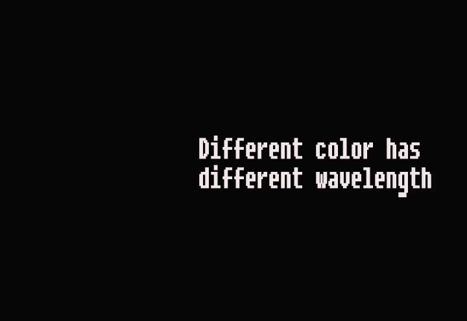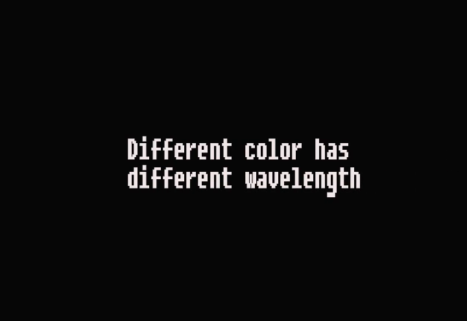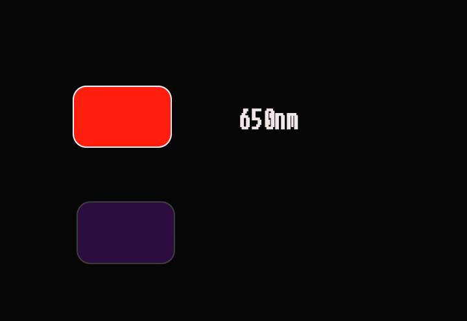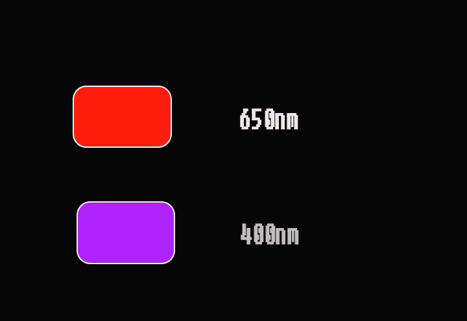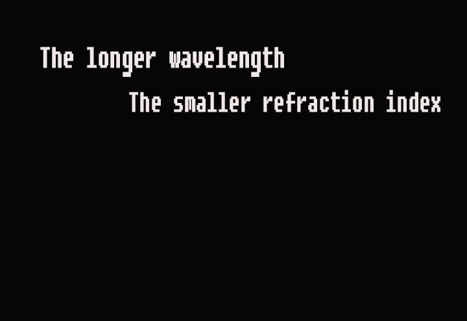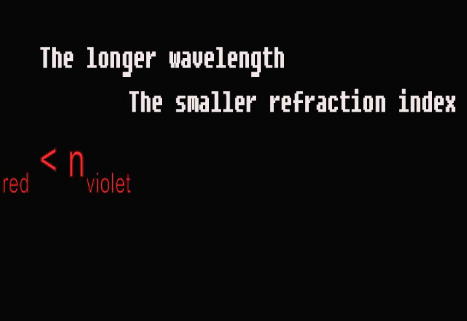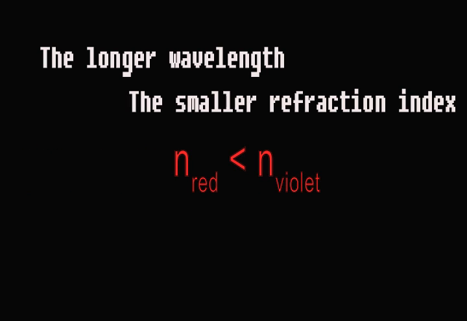Before we continue, there is one important concept we have to know. Different colors have different wavelengths. In visible light, red light has the longest wavelength, which is around 650 nanometers. Violet light has the shortest wavelength, which is around 400 nanometers. The longer the wavelength, the smaller the refraction index. Therefore, red light has a smaller refraction index than violet light, which implies that the violet light will bend more than the red light.